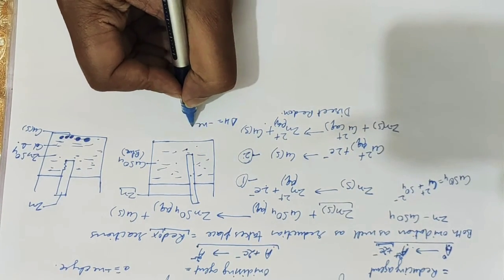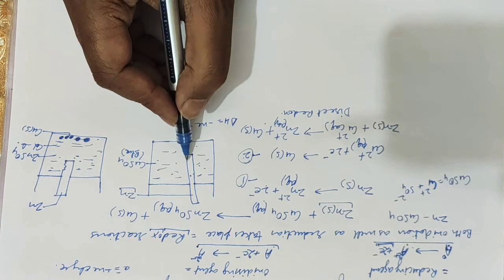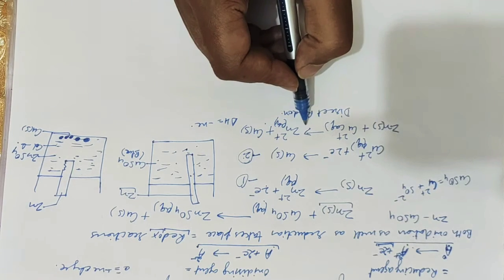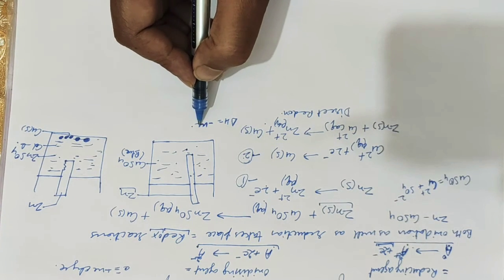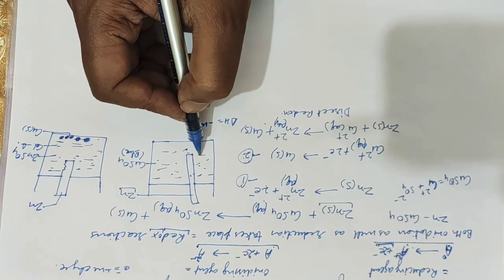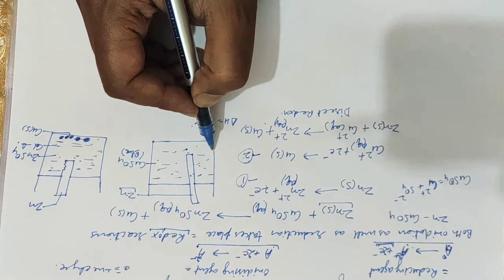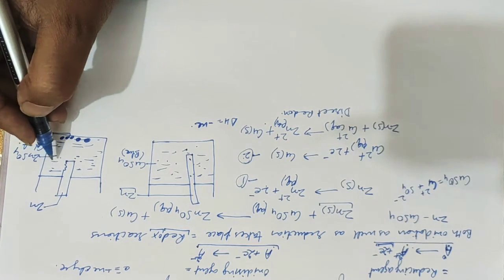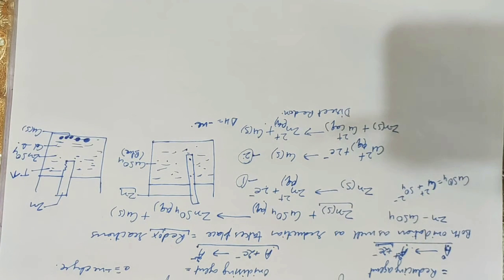As I told you earlier, this solution gets warm after a while due to this exothermic reaction. During this exothermic reaction the heat evolved, that is delta H is negative, gets distributed in this copper sulfate solution and in this beaker where copper sulfate and zinc rod both are present. So the temperature of this container got increased.